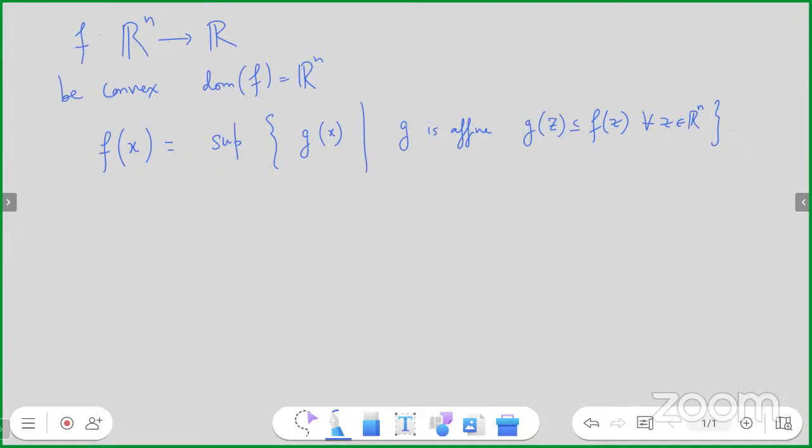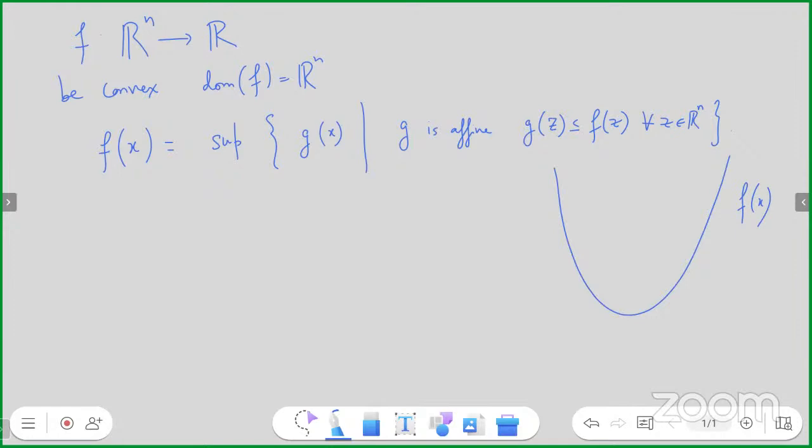So for each x, it need not be a single g which will work for all x. It could be that depending on x, the one which gets you to the equality might be a different function. So it's not necessarily a single g. But among the class of all g's which satisfy this, for each x, the supremum is actually equal to f of x.